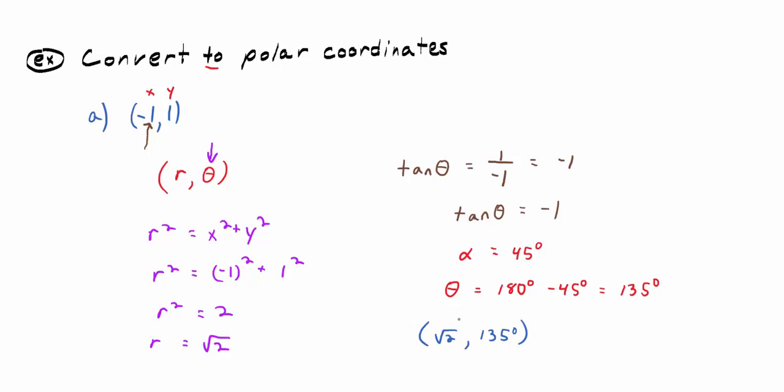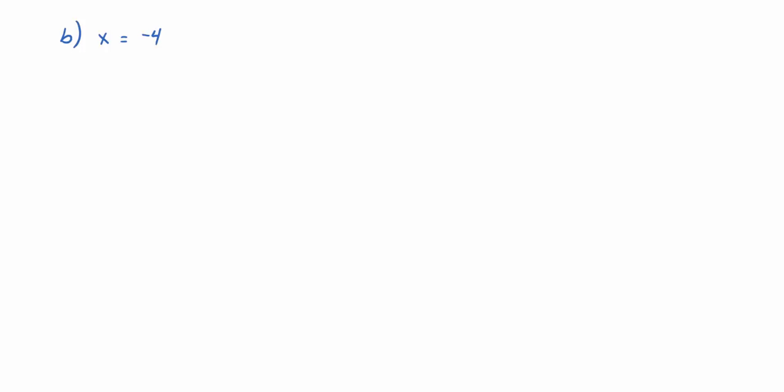X equals negative 4. We don't have a whole lot of choices here, right? So we want to convert. What coordinate system is this in? Rectangular. And by the way, what does it graph to be? A vertical line at a horizontal position of negative 4, right? That's nice to keep in mind.